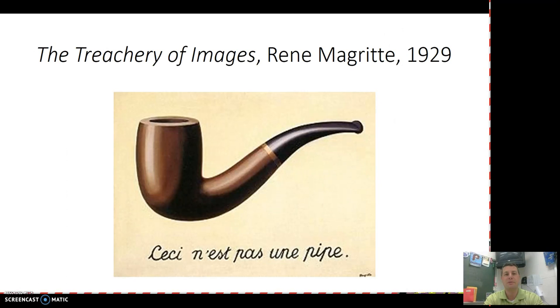Here's an example of one from Rene Magritte. This is 1929. In French there it says, "This is not a pipe." And so there's kind of this give and take. What do you trust? Do you trust the pipe, the image of the pipe? Do you trust the words that are on there? Is it making commentary that it's not a pipe, it's simply an image of a pipe? Or is it trying to get you to really think, okay, which one is true?